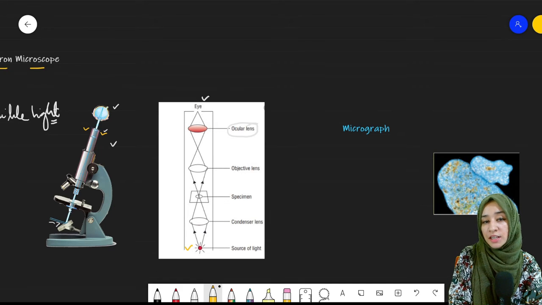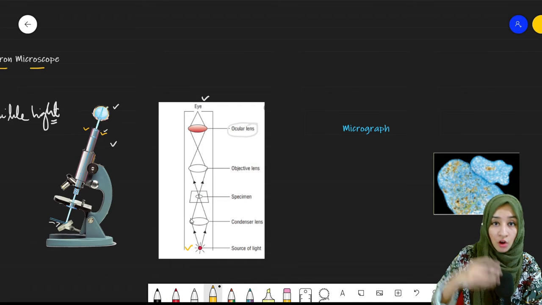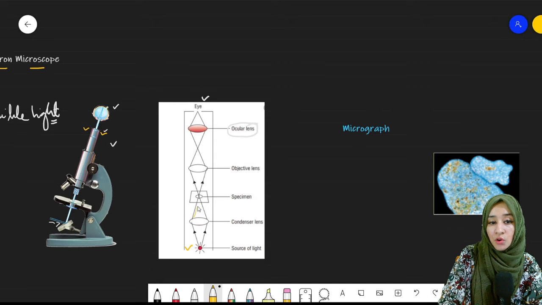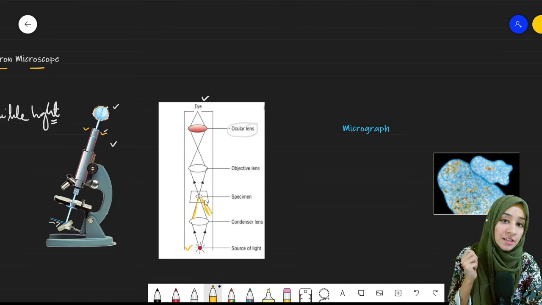What is the function of the condenser lens? It collects the light from the source light, and then it focuses on the specimen. All the light it will collect from the source of light, and then it will focus it onto the specimen, so it gets illuminated. Yeah, this is the function of the condenser lens.